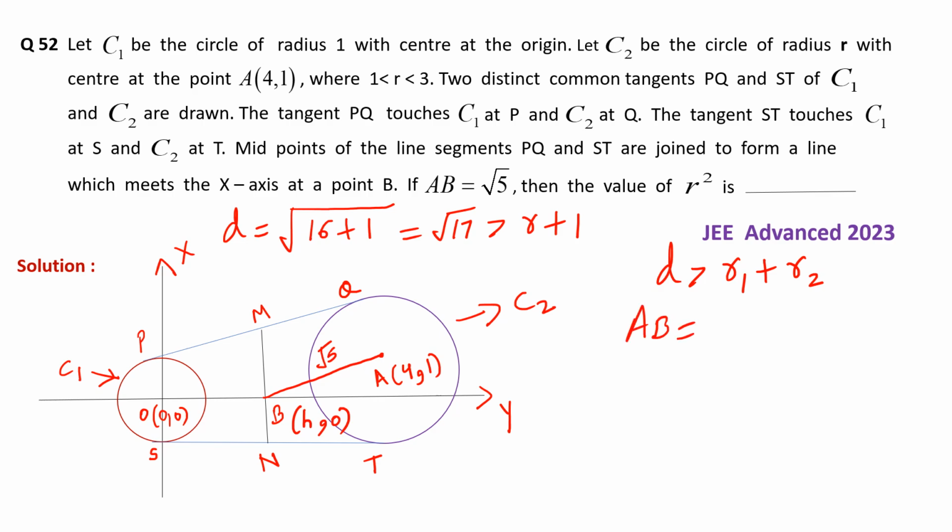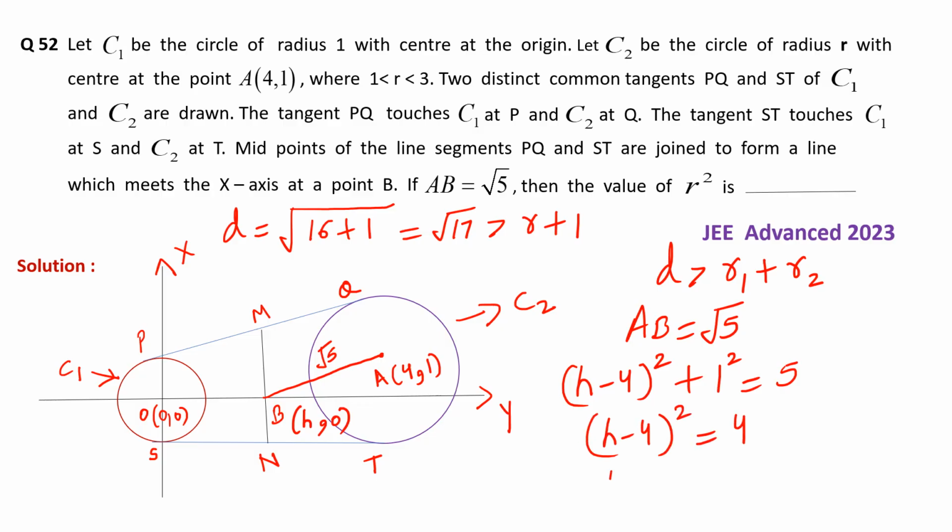I have been given AB equal to square root 5. So now just use the distance formula between the points A and B. So we can write (h minus 4) whole square plus 1 square equal to 5. So from here we get (h minus 4) whole square equal to 4. Or I can write h minus 4 equal to plus minus 2. So from here we get either h equal to 6 or 2.